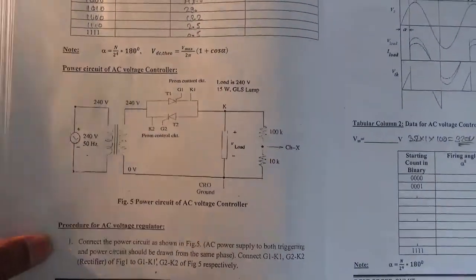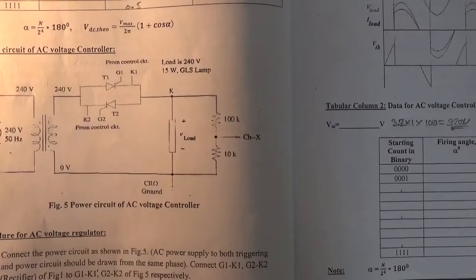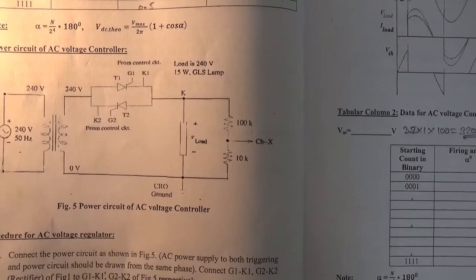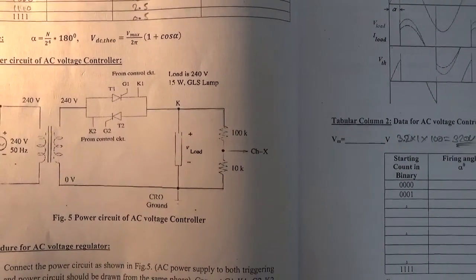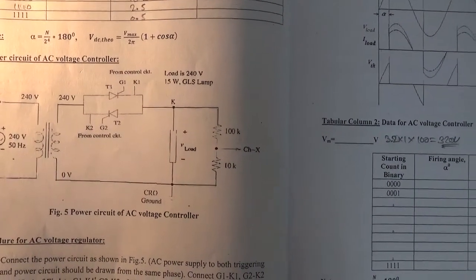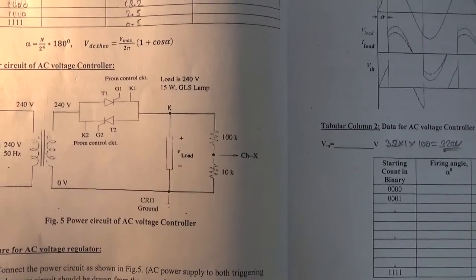In case of AC voltage controller, two thyristors are conducting anti-parallel. T1 conducts during the positive half cycle, T2 conducts during the negative half cycle. First, let us note the peak value and the frequency of the supply voltage.